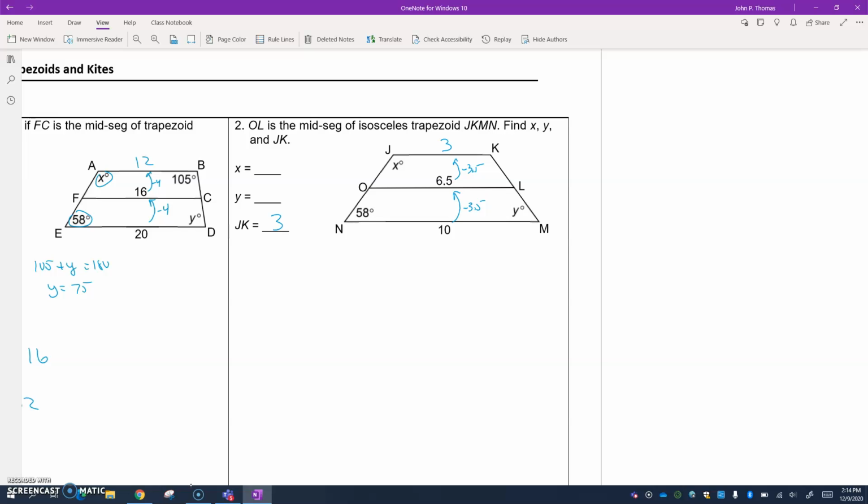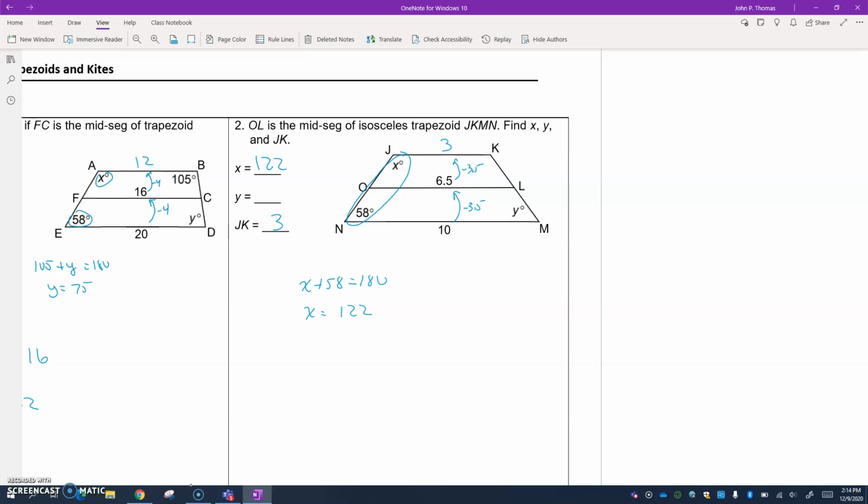If I look for x, now I'm going to use the fact, again, that I have consecutive interior angles. So x plus 58 equals 180. All right, and that matched up with the exact same numbers as the last problem, so we've got x equals 122 again. How nice of them.